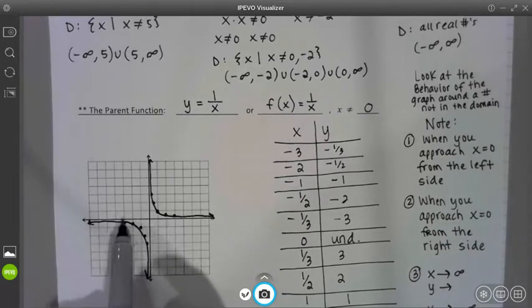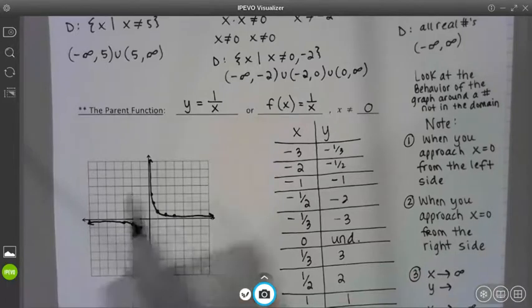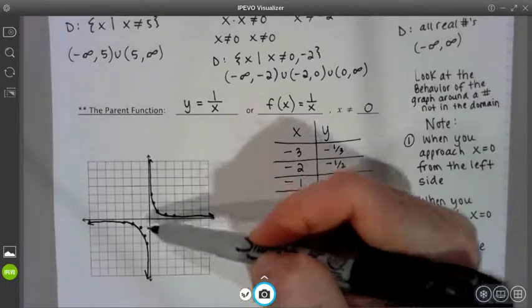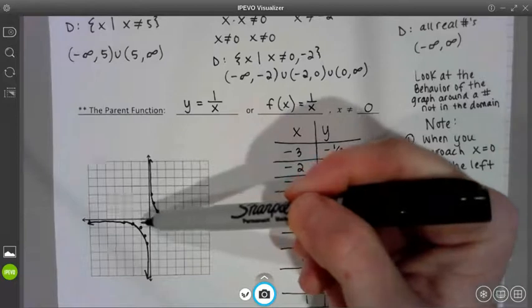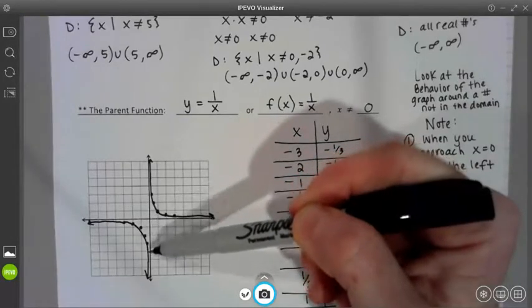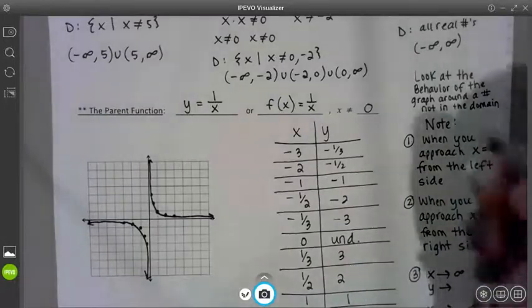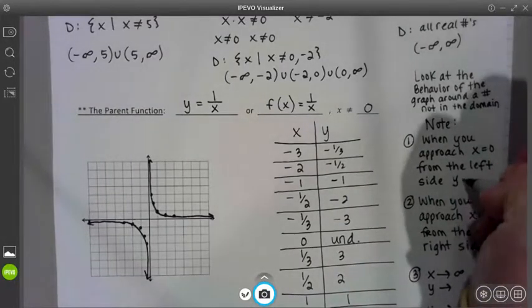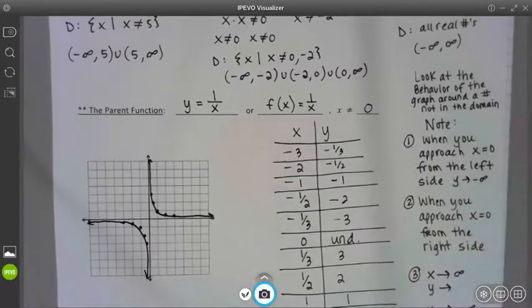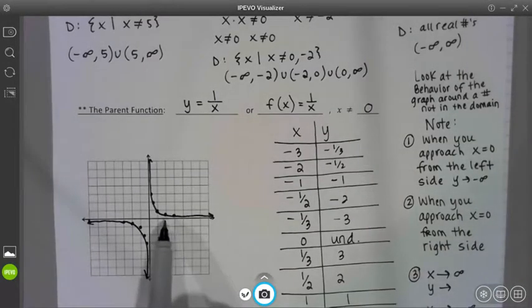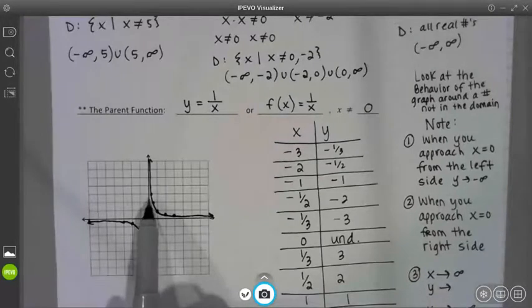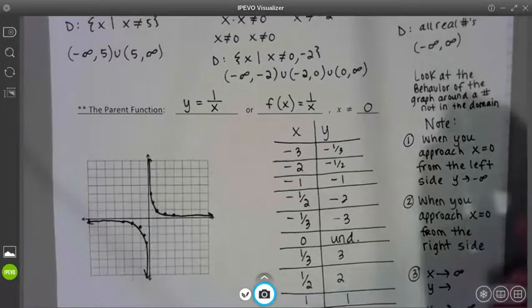Coming from the left side of 0, as I get closer and closer to x becoming 0, look what the y value is doing. As x got closer and closer and closer to becoming 0, that y value was shooting off to -infinity. And then when you approach x equals 0 from the right side, when I get closer and closer and closer to x being 0 from the right side, that y value was shooting off to +infinity.